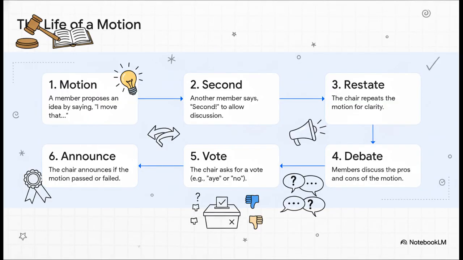The most basic function in this operating system is making a motion, which is really just a formal way of saying proposing an idea. And look how simple it is. A member says, "I move." Another says, "Second." The chair restates it so everyone's on the same page. You discuss it, you vote, and then the chair announces what happened. That's it. That simple process is how ideas become reality.